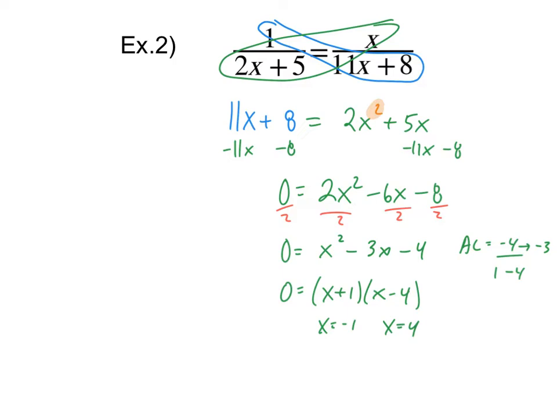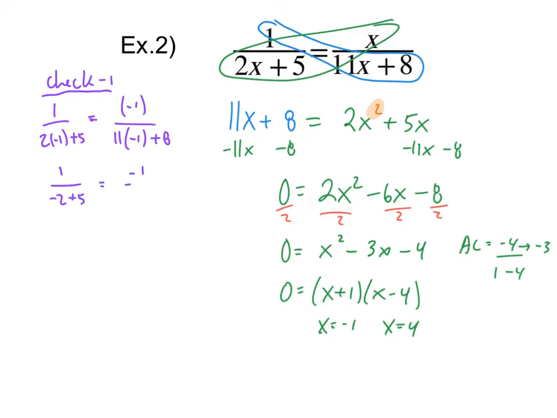So I'll check negative 1 first. So 1 over 2 times negative 1 plus 5 equals negative 1 over 11 times negative 1 plus 8. Remember, just simplifying each side, so we get 1 over negative 2 plus 5, negative 1 over negative 11 plus 8, and then that would give me 1 over 3 equals negative 1 over negative 3, which of course would simplify. So it looks like negative 1 works.